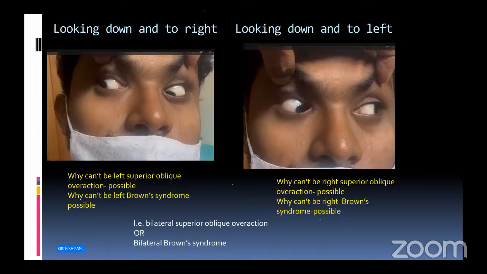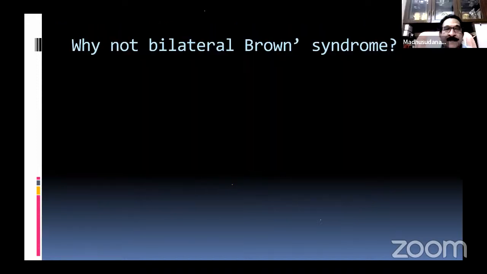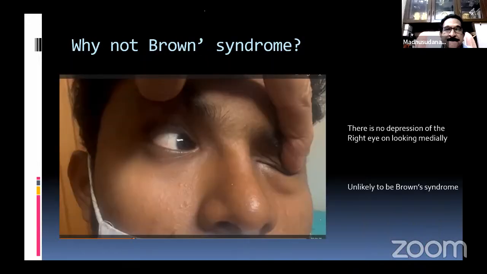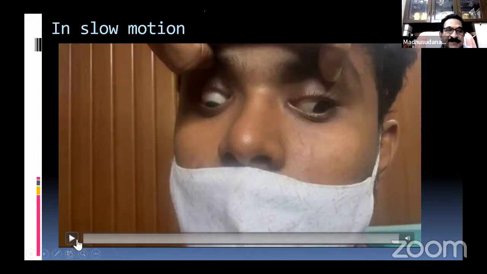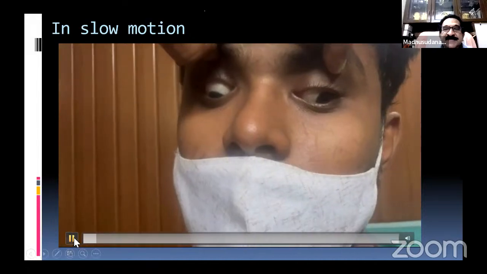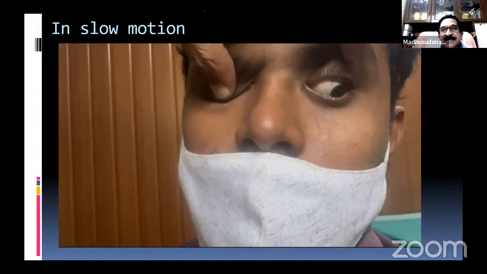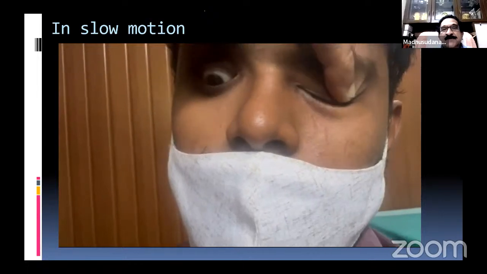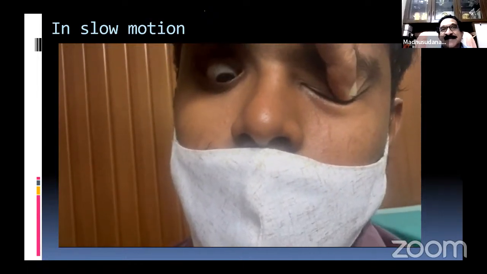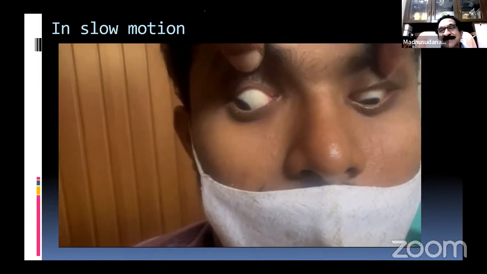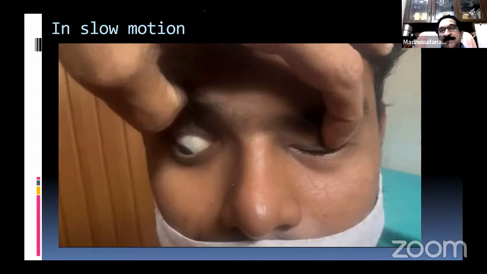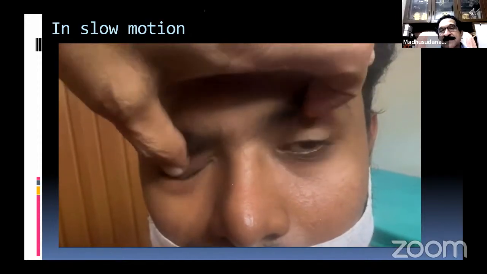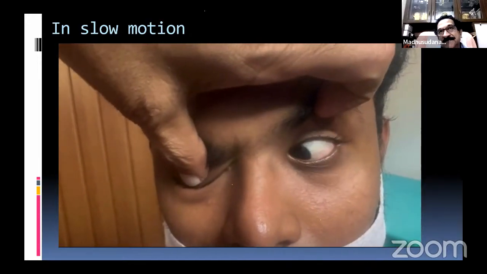Okay, sir. Now let us see the picture. Now let us see the slow motion. Under cover, the eye deviates. See, the eye is closed. Now the right eye has gone out. Now it's coming back. In a superior oblique, why should it go out? Now it was the right eye. The left eye has gone out now, and is coming up and fixing.